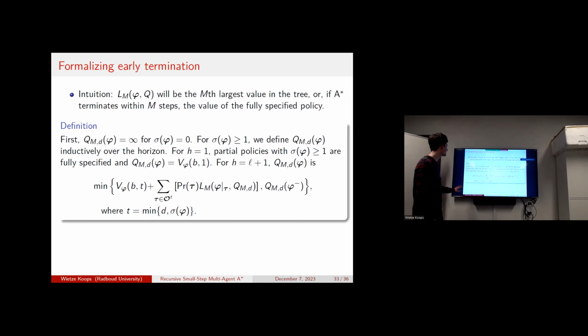This is quite a challenge to properly formalize. In practice, of course, you compute this nth largest value just by running the A star search for n steps and then terminating once you have the n steps and returning the largest value. We don't have this whole list.